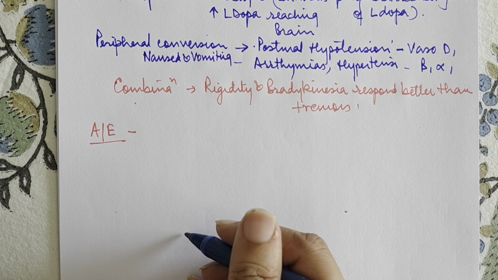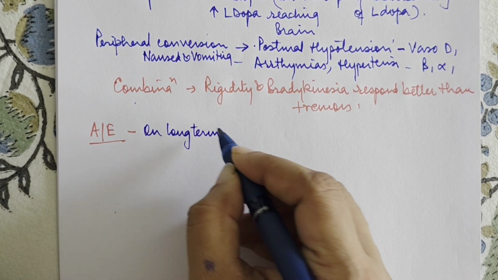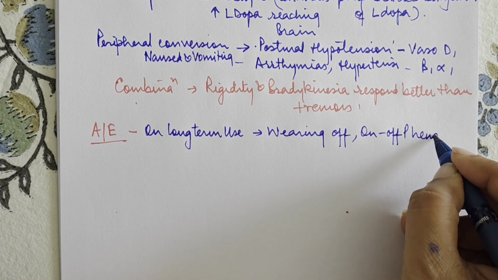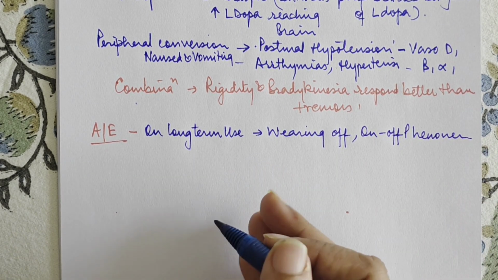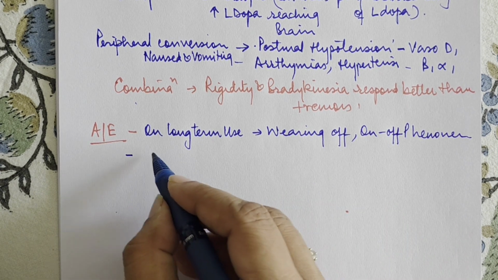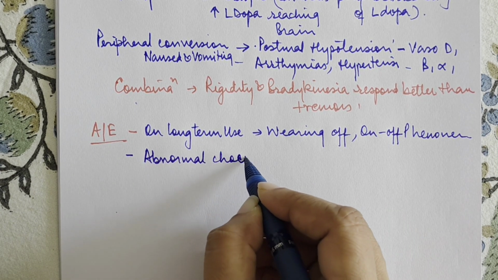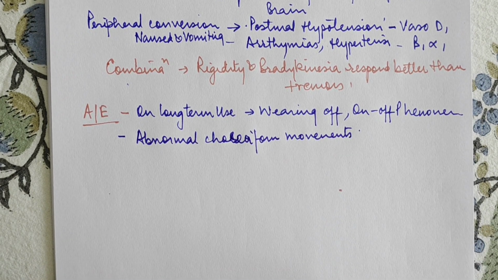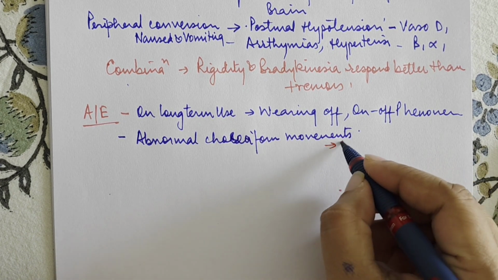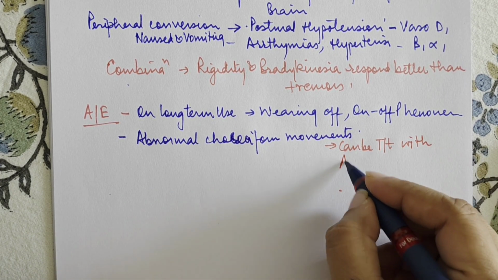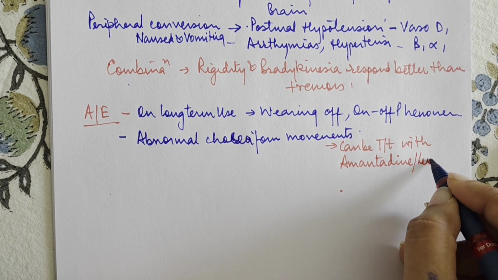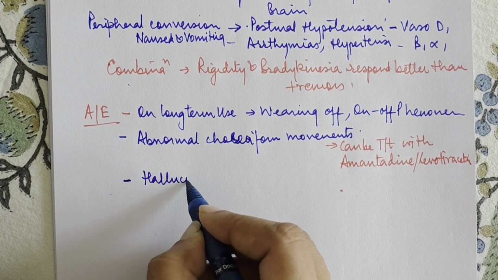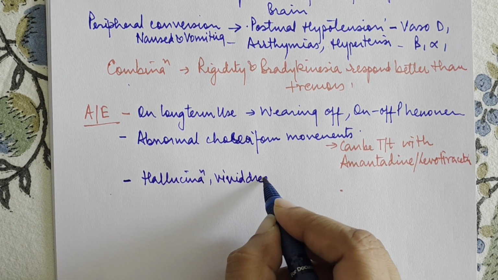Then it is seen that on long-term use it produces wearing off and on-off phenomena. This is because it has a short half-life. Drugs which are long-acting dopamine agonists show little on-off phenomena. Then second is abnormal choreiform movements, or what you call dyskinesia, which can occur with prolonged high-dose treatment also. And these adverse effects can be treated with amantadine or levetiracetam.